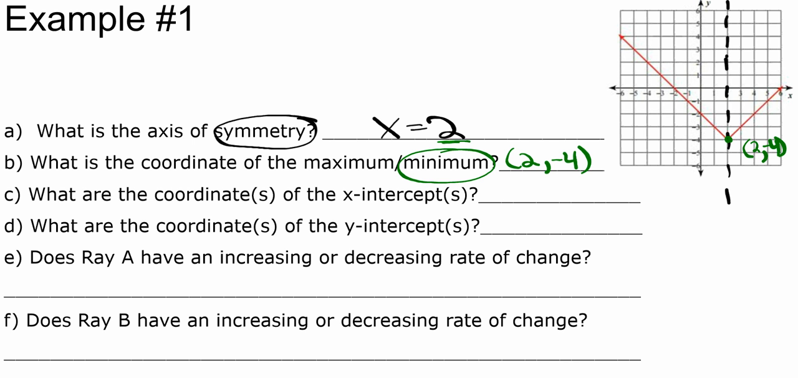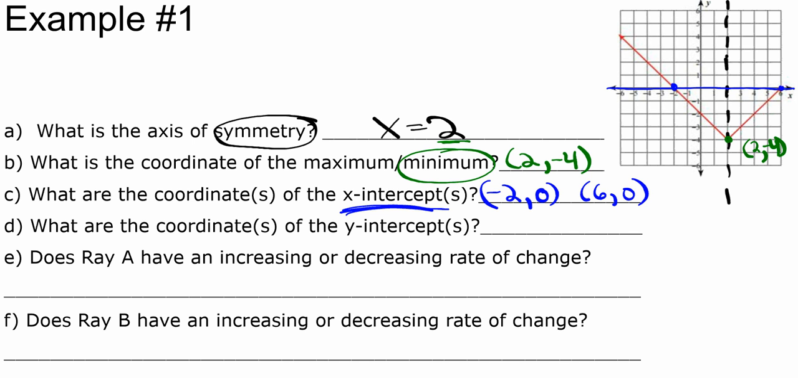The next thing we're going to look at is the coordinate of the x-intercepts. X-intercepts is where the graph crosses the x-axis. They cross here at (-2, 0), and they cross at (6, 0). Notice how on an x-intercept, it's always the x value and 0 for the y.